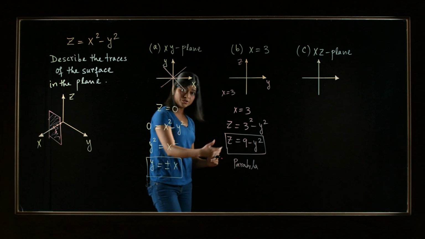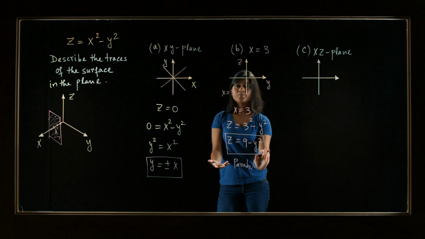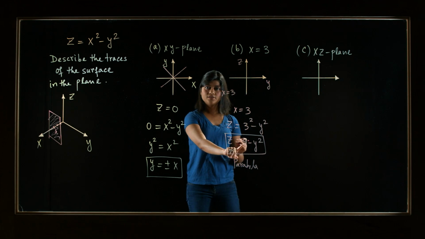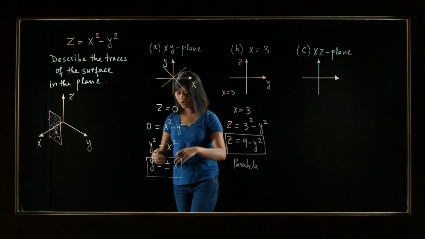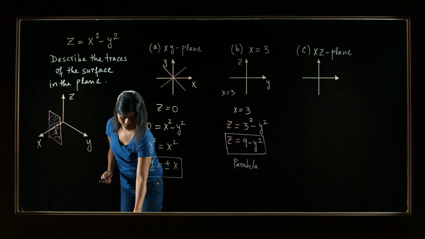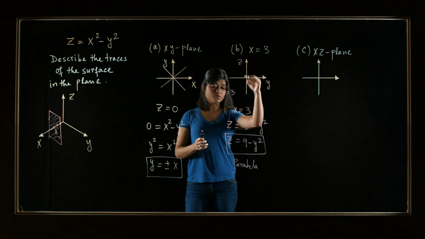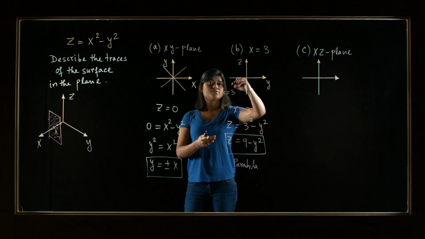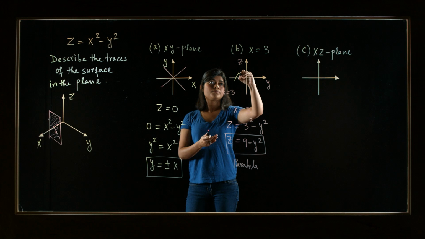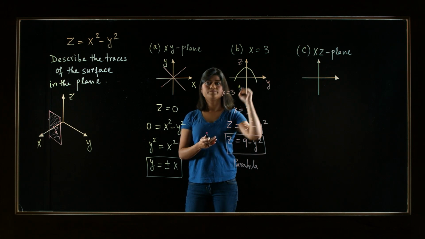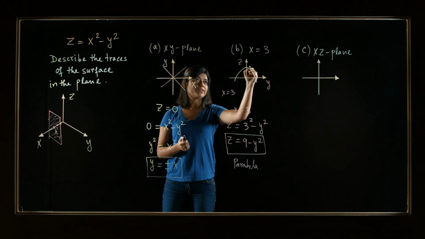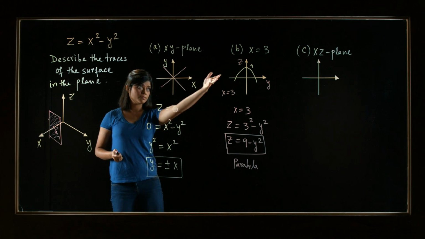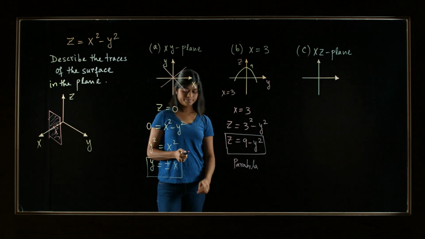All right, and we know that our trace is a parabola. What kind of parabola? You see the y squared has a negative sign, which means it will be opening downward. So it's a parabola opening downward, and y equals 0 will give you z is 9. So it will be something like this, passing through 9 here. So that's the trace on the second plane, x equals 3.